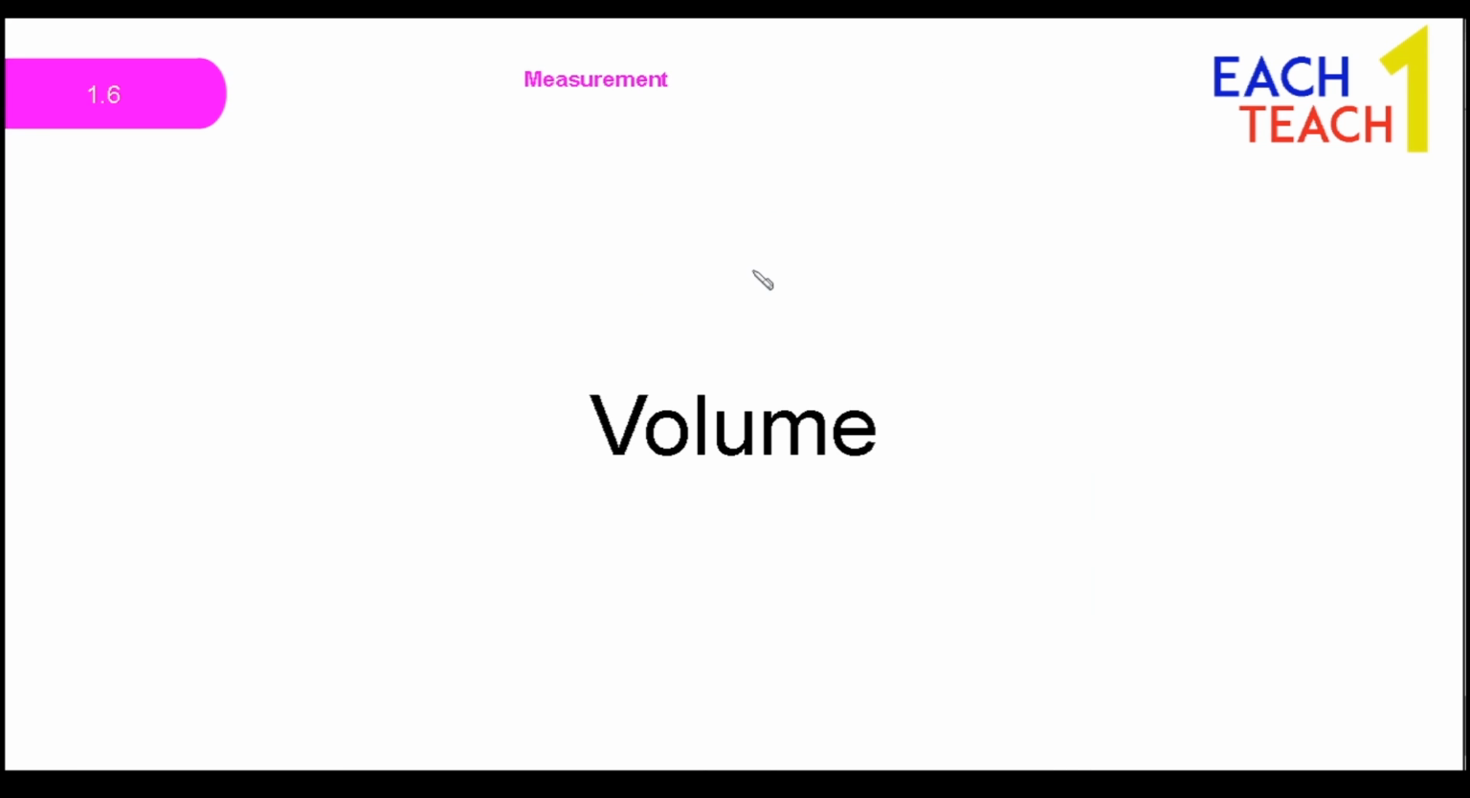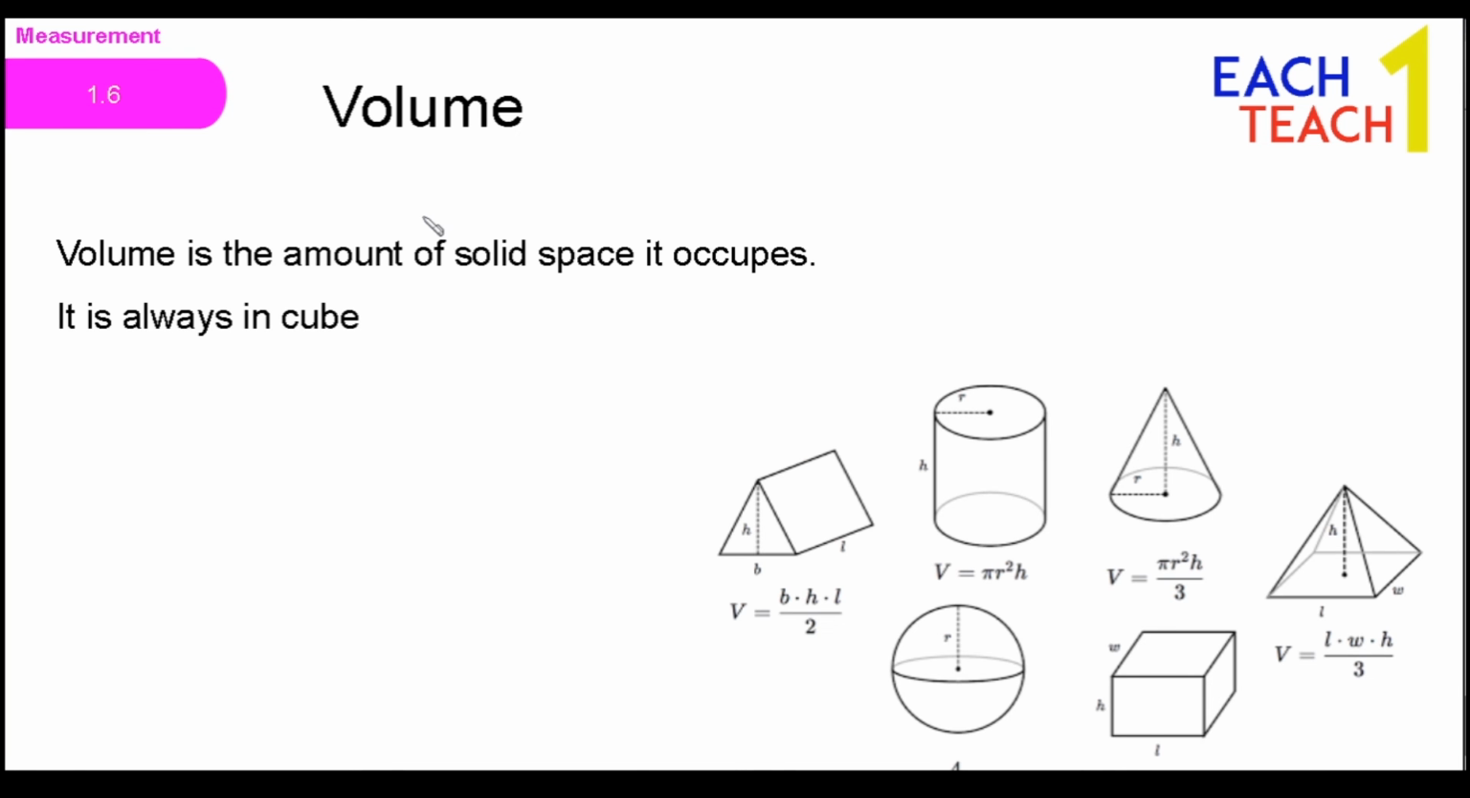Next concept, volume. Volume is the amount of solid space it occupies. It always comes in cube units, like centimeter cube, meter cube, all those. Here are a few examples. As you can see, breadth, height, and length. I said in 3D figures, we have these three concepts.